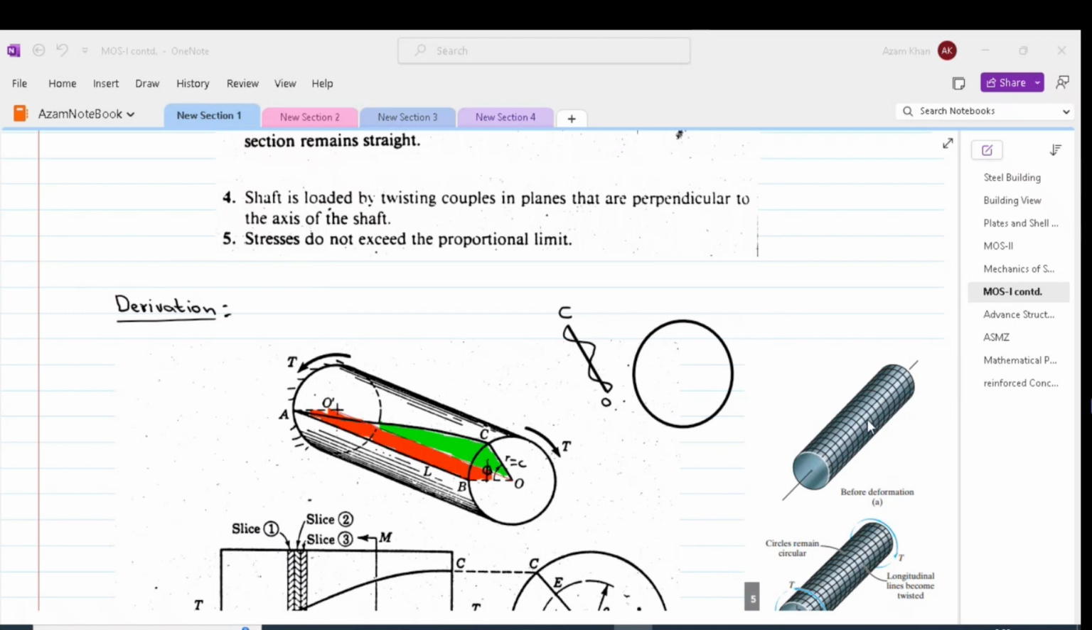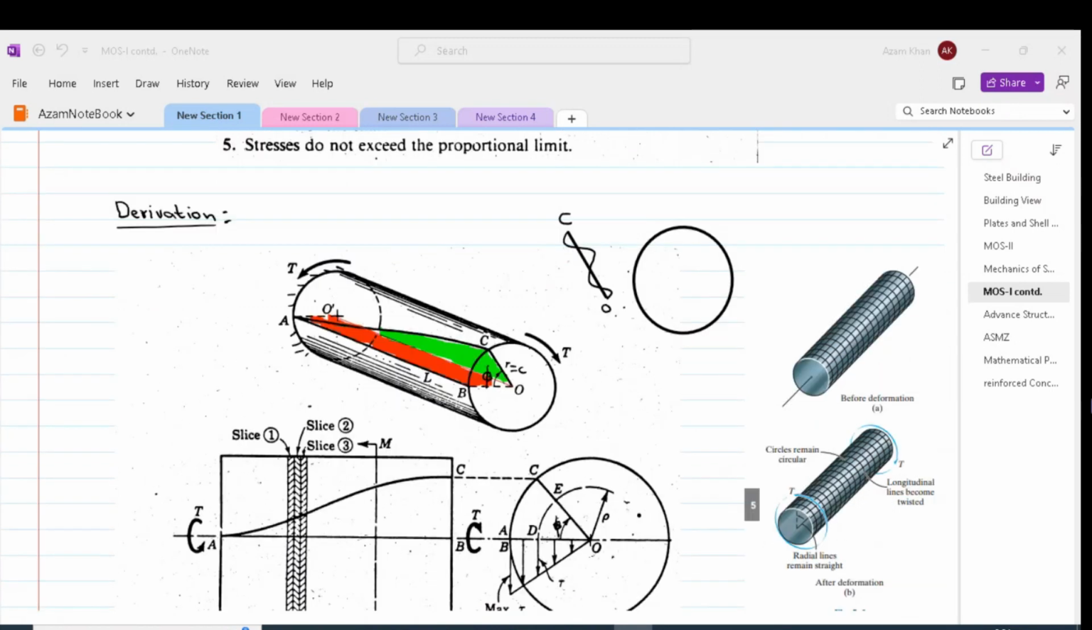Before application of the load, all these grids are in the form of small rectangles. Once we apply the torque, the circular grids will stay circular, whereas the longitudinal grids will twist into a helix. Please note, a helix is a three-dimensional shape of wire wound uniformly in a single layer around a circular object. We can imagine an example of a spiral staircase which looks like a helix.